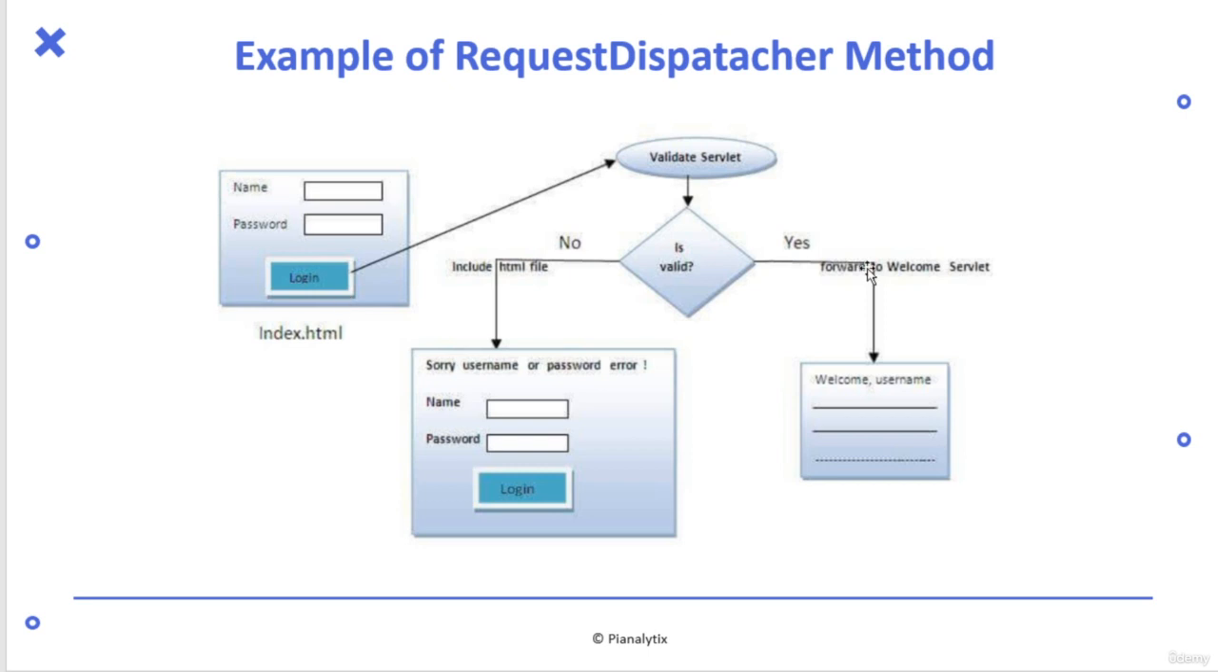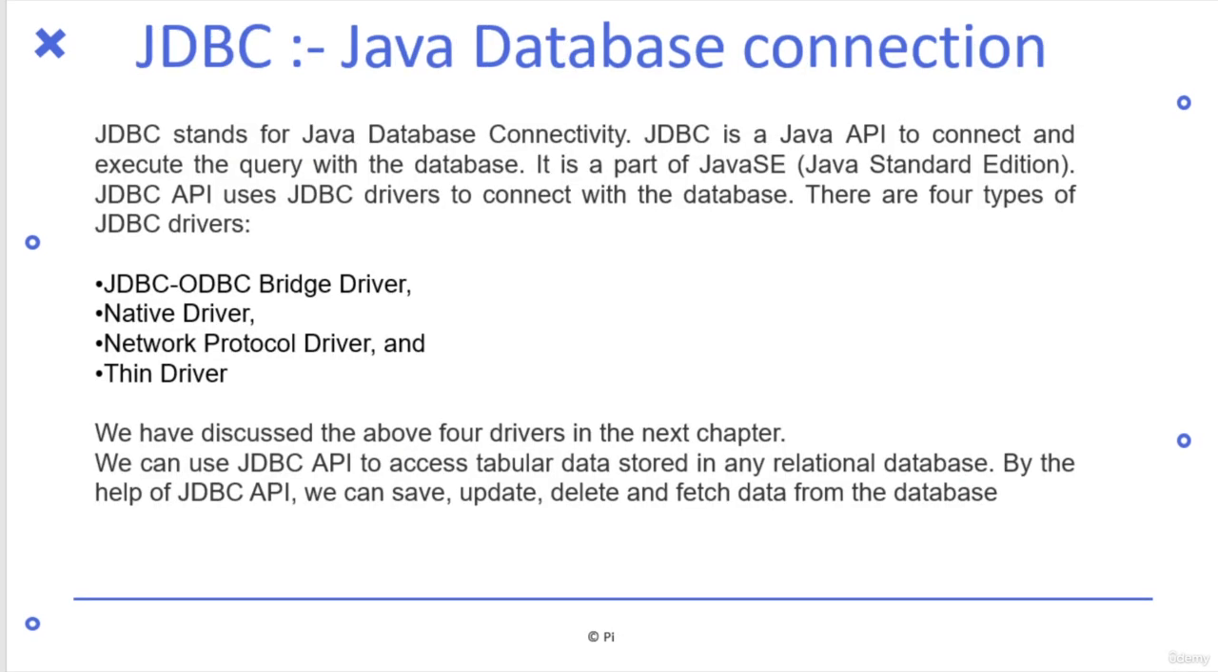What exactly the request dispatcher is and how these methods work, I will tell you later. But before that, let's see what the JDBC connection is. JDBC stands for Java Database Connectivity. JDBC is a Java API to connect and execute queries related to the database.